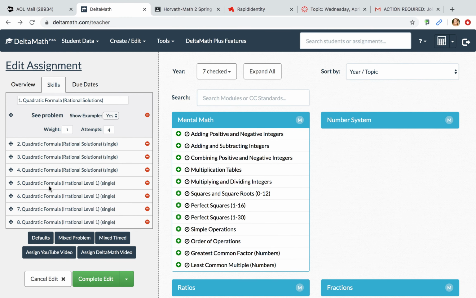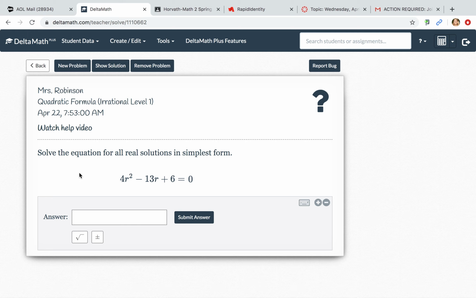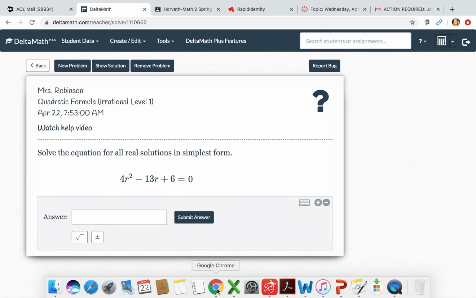You have 8 problems total. The first 4 have rational solutions. The last 4 have irrational solutions. So I'm going to go ahead and write this problem down in my notebook. And it's already equal to 0, so I can go ahead and get started.